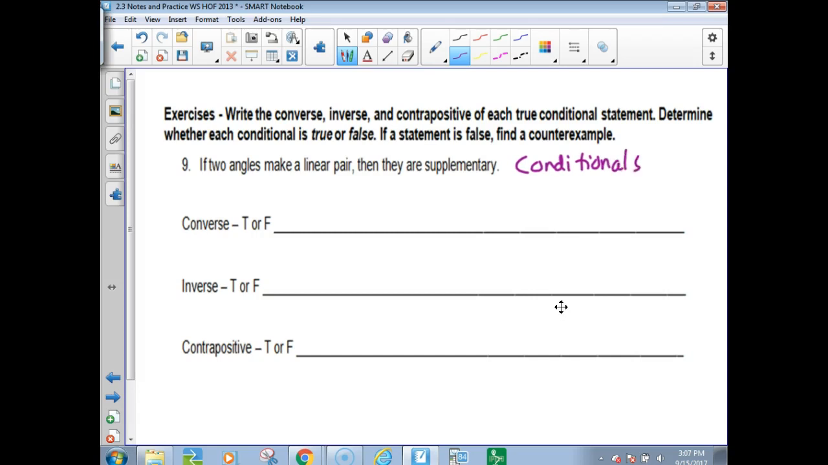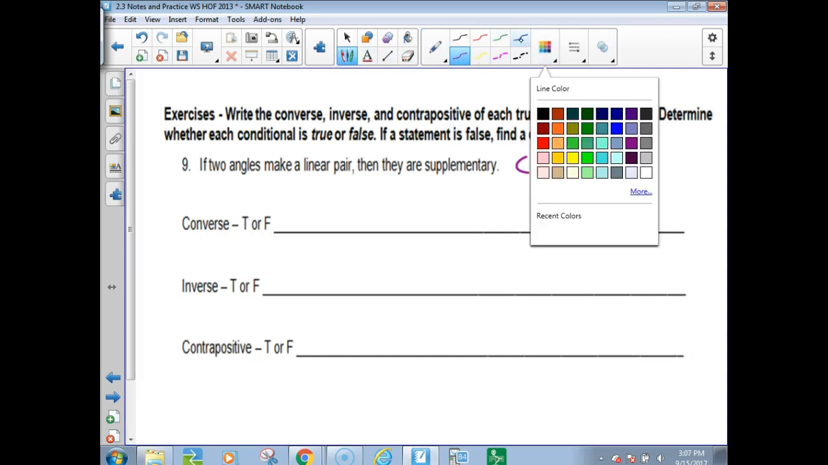It says that if two angles make a linear pair, then they are supplementary. We're going to write the converse of it, and we're going to try to decide whether they are true or false. Okay, so the first statement says, if two angles make a linear pair, then they are supplementary. That statement is true.